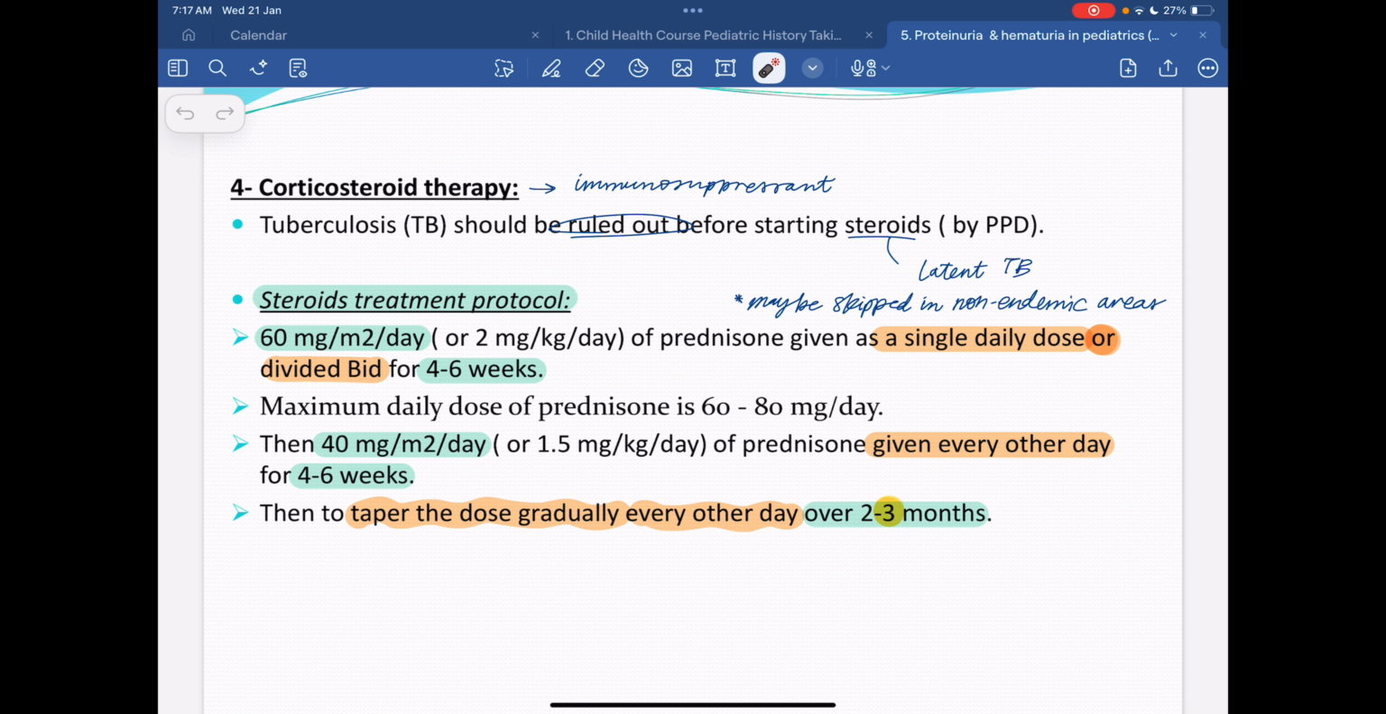بعدها نقلل الدوس. أول شي بدنا 60 نقلله ل40 ونعطي every other day. أول شي قلنا 60 daily for 4 to 6 weeks، بعدين 40 every other day كل يومين for 4 to 6 weeks. Then we start to taper the dose gradually every other day over 2 to 3 months.